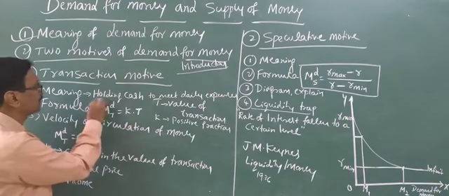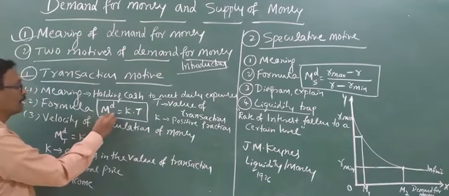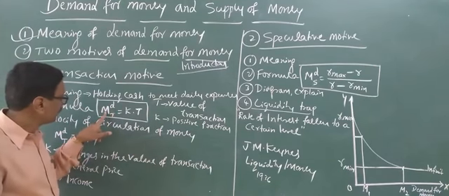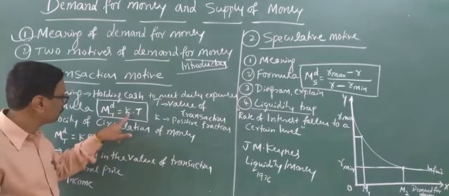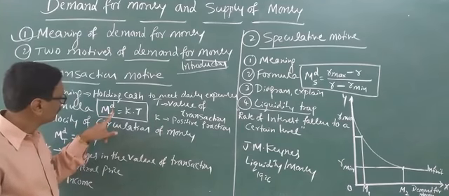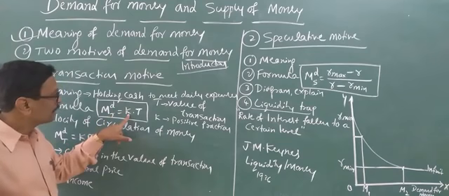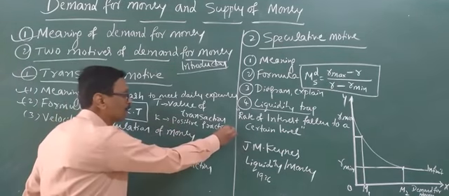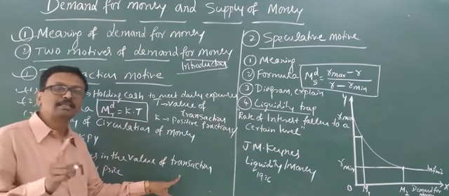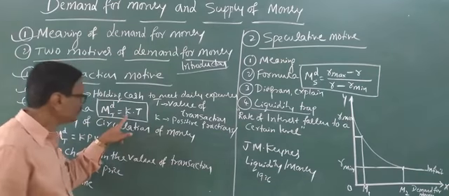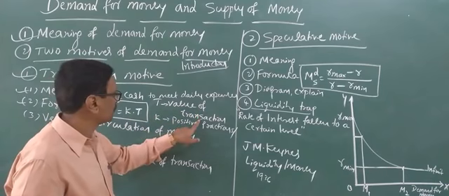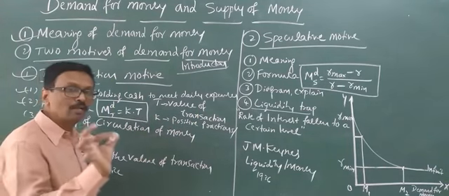If you observe, that equation was given by Professor John Maynard Keynes: M^d = kT. M is the money, d is demand for money, T is the transaction motive, and k indicates a positive fraction. The positive fraction changes with the value of transactions. T indicates the total value of transactions.